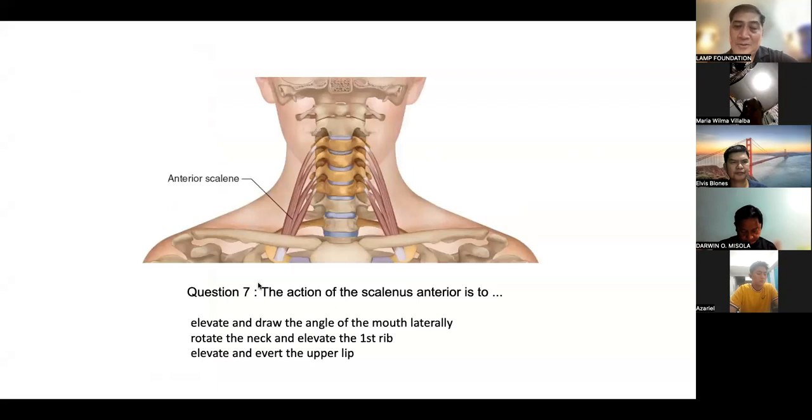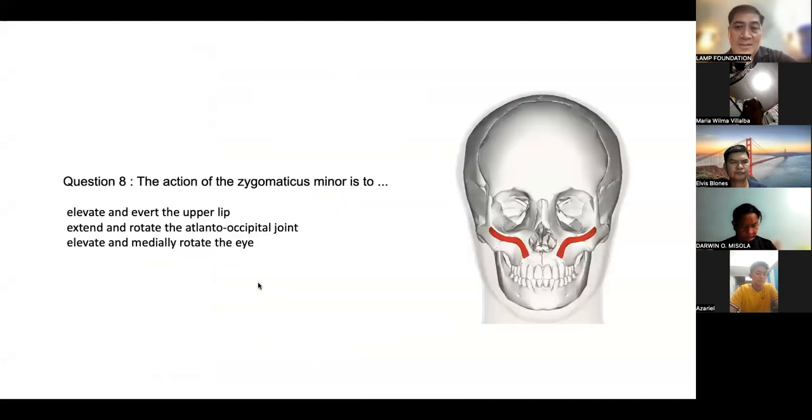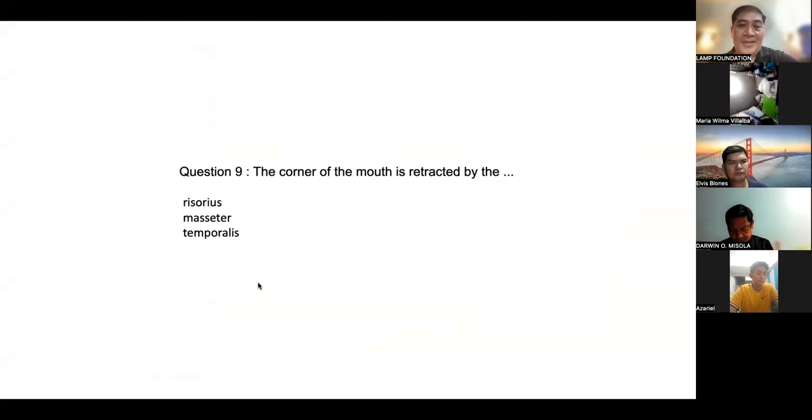The action of the scalenus anterior is to rotate the neck and elevate the first rib. The action of the zygomaticus minor: elevate and invert the upper lip. Great. The corner of the mouth is retracted by the risorius. This gives a different look, like a demonic smile.